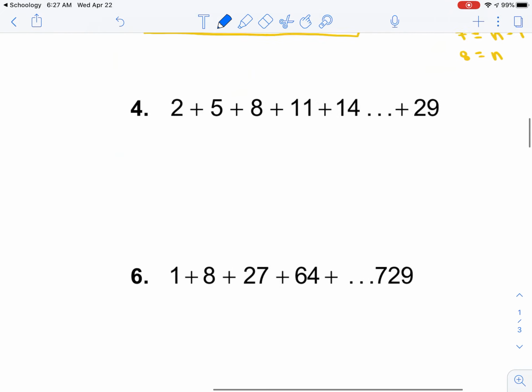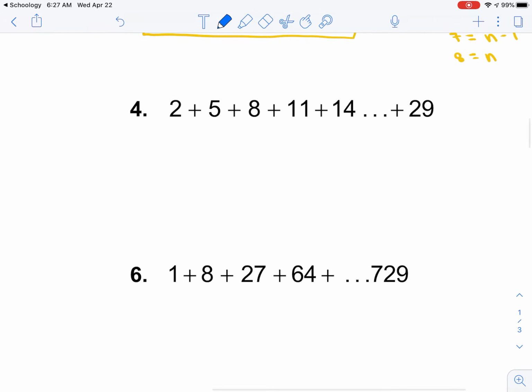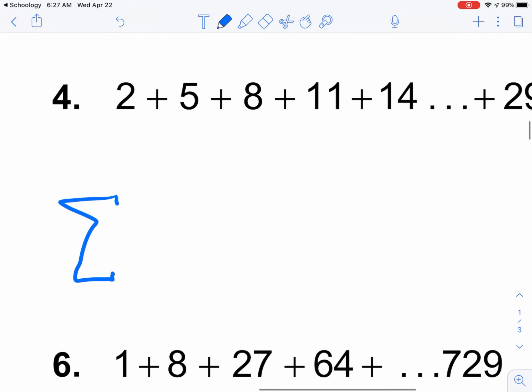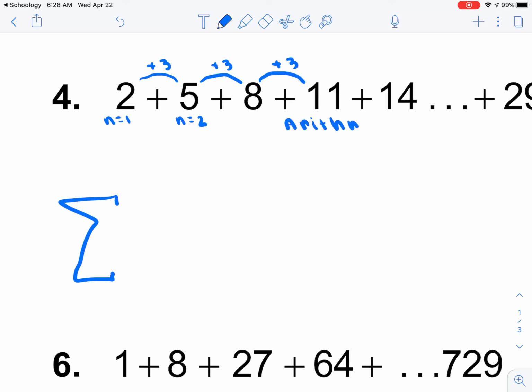Moving on to the next one. With this next one, we're going to set up our sigma. Now, as I'm doing this, I look at this series, and sometimes I'll put the n equal 1 underneath n equal 2, but what I see right away is that I am adding 3 to each term to get to the next term. And right away, I see that this is arithmetic.